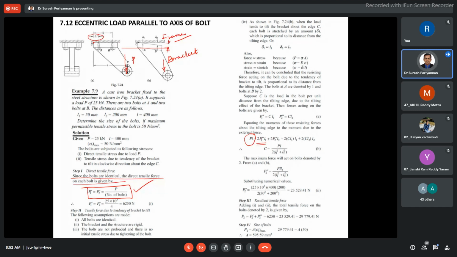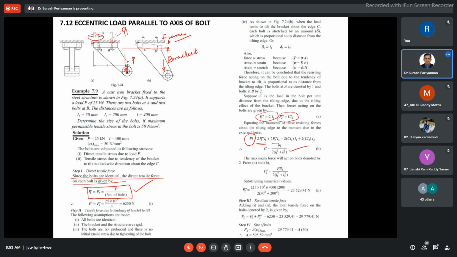Another bolt is sitting here, and another bolt is also sitting behind this. Then 2 into P2 double prime into L2. From this, earlier we considered that P1 prime and P2 double prime are proportional to L1 and L2. From these relations, we have found out C1.